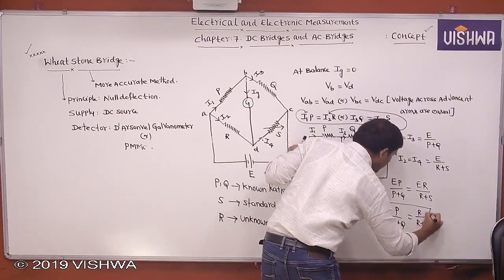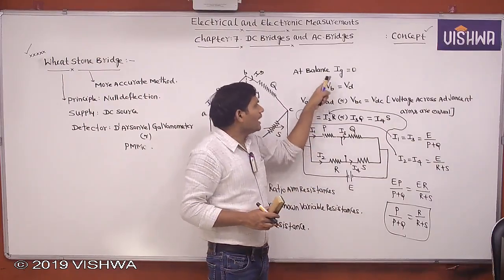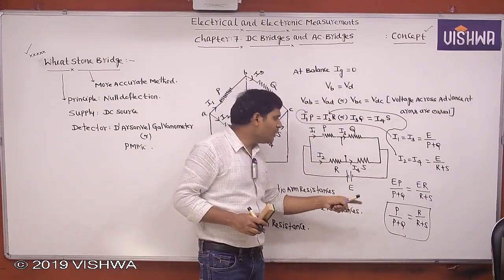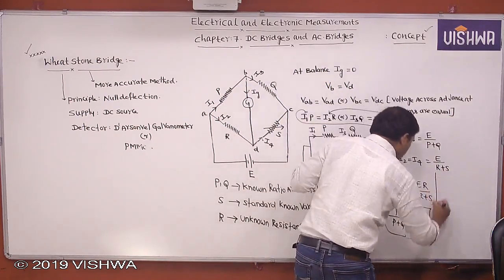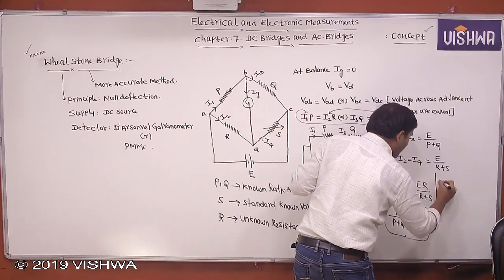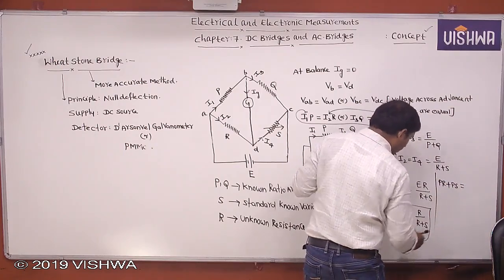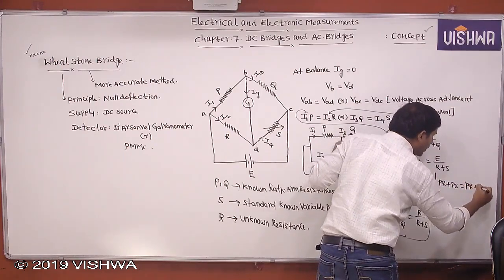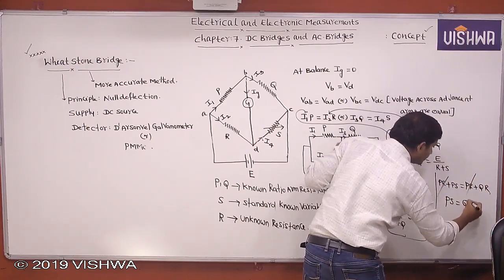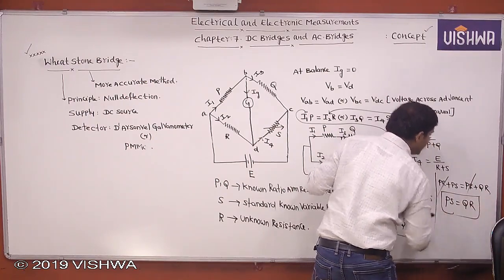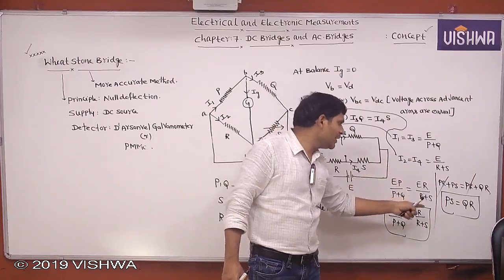This is a condition at balance. It is not a separate condition. We are deriving it from these conditions only. That's why P by P plus Q equal to R by R plus S. Then if you cross multiply, what can you get, you tell me. PR plus PS equal to PR plus QR. Then PR cancels. PS equal to QR. That means this is the condition at balance. If the bridge is at balance condition, PS equal to QR.